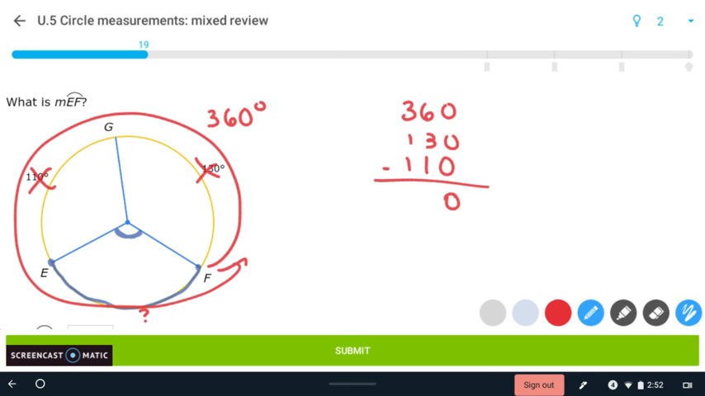When we go through and subtract, 0 minus 0 is still 0. 6 minus 3 is 3. 3 minus 1 is 2. And then 3 minus 1 is 2. 2 minus 1 is 1. So what's left is 120 degrees.